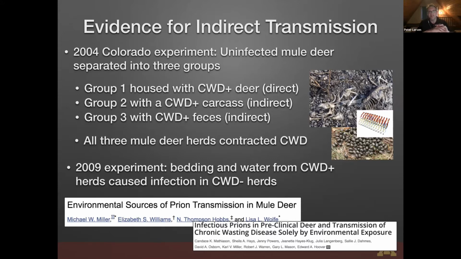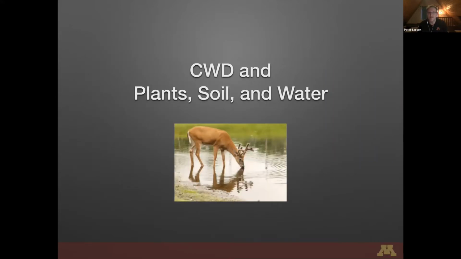There's other hypotheses that have been proposed, like maybe this is a virus, maybe it's a bacteria, but study after study like this is providing more evidence for the causative agent being a prion, similar to Scrapie, okay? All right, I'm gonna transition now and talk a little bit about some of the experiments that highlight the interaction between CWD prions and plant, soil and water.